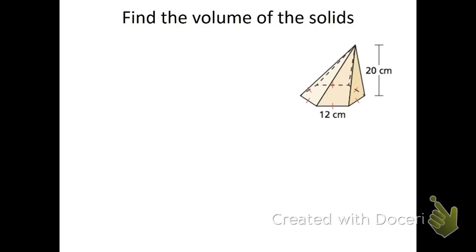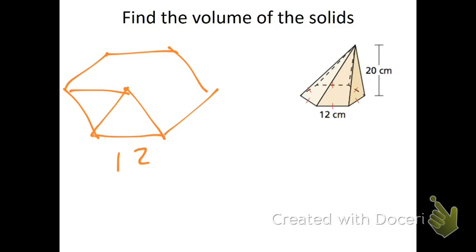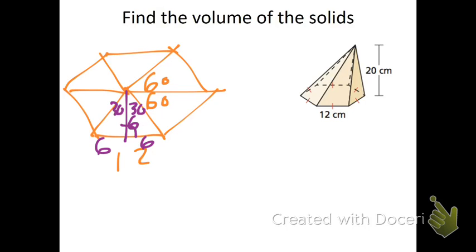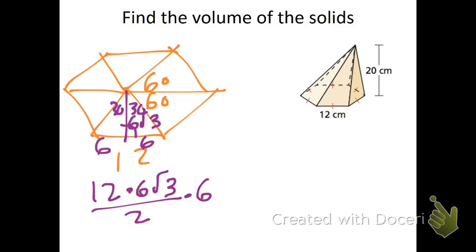Okay, last problem here. We've got a pyramid with a hexagonal base. We're going to find the area of the base by dividing the hexagon into triangles. You could divide it into 6 congruent triangles where each of these angles would be 60. So when you split it in half, you get 30 and 30, 6 and 6, and then the height is 6 root 3. So you get base times height divided by 2 times 6 triangles, and you get 216 root 3 for the area of the base.